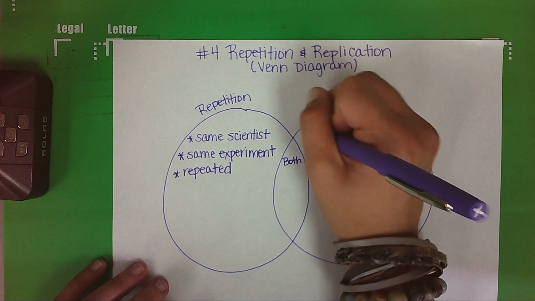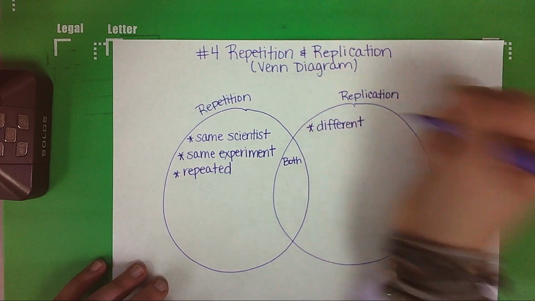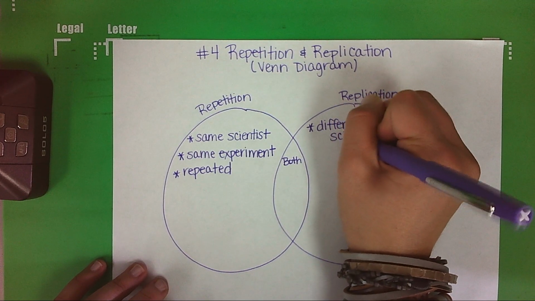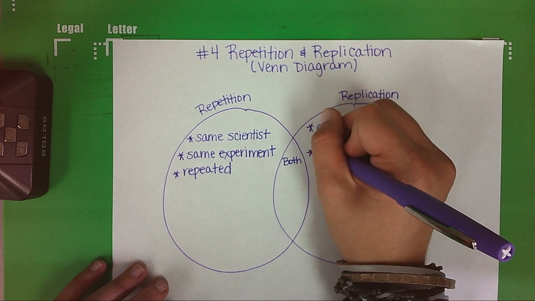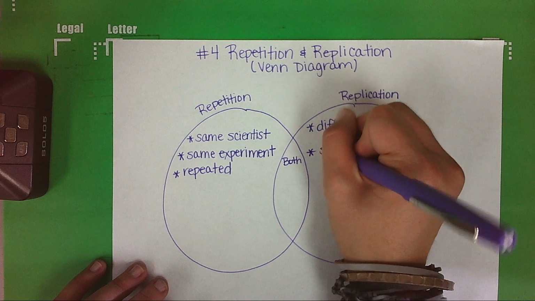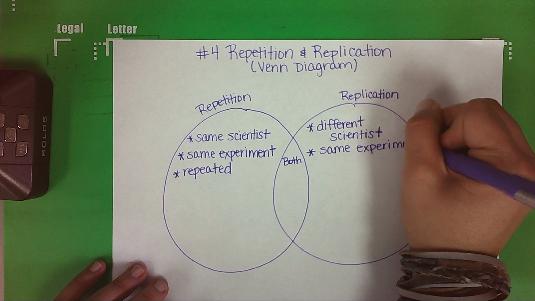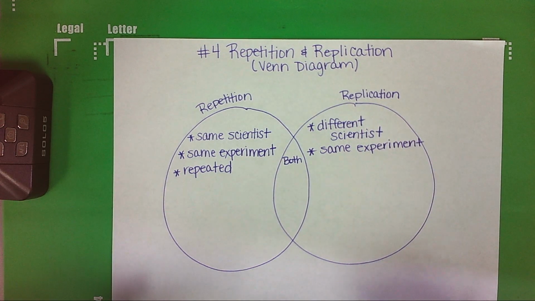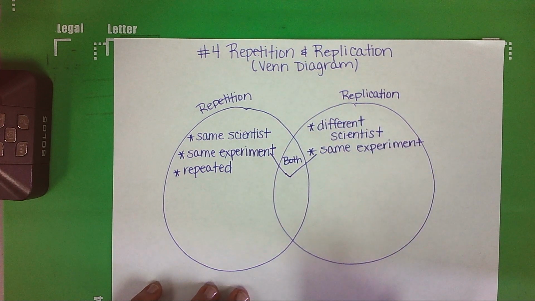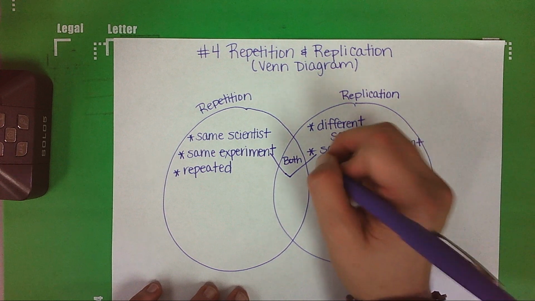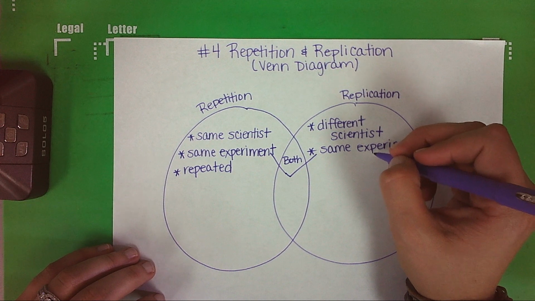Okay, so replication would be a different scientist, okay, it would be the same experiment. So really, here's where you would think about what they both have in common. They would both be doing the same experiment. So replication is a different scientist doing the same experiment.